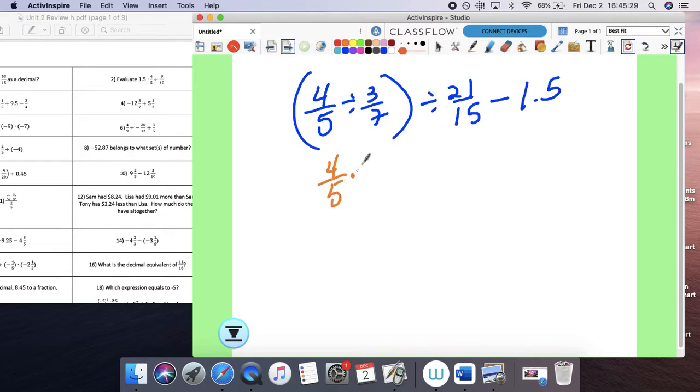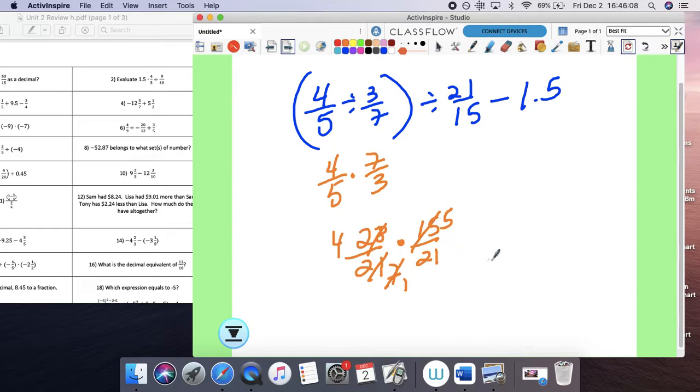4/5 times 7 over 3. There's nothing to simplify, unfortunately. So I actually get 28 over 21 times, okay, I'm going to do the reciprocal of this guy over here, which is 15 over 21. Okay. And can we simplify anything? We can. No, we can't. Yes, we can. Divided by 3 is 5. Divided by 3 is 7. Divided by 7 is 1. Divided by 7 is 4.